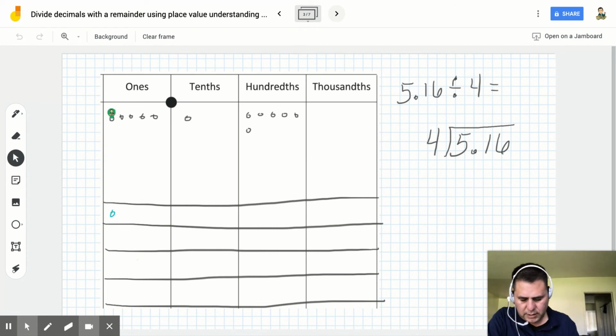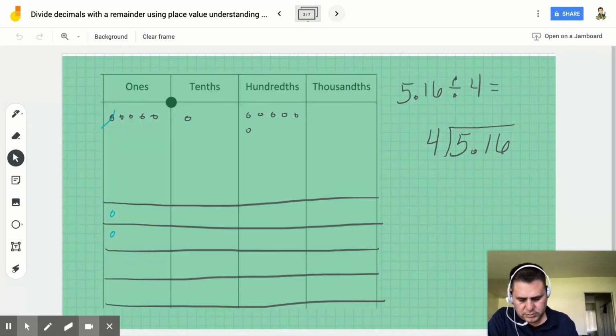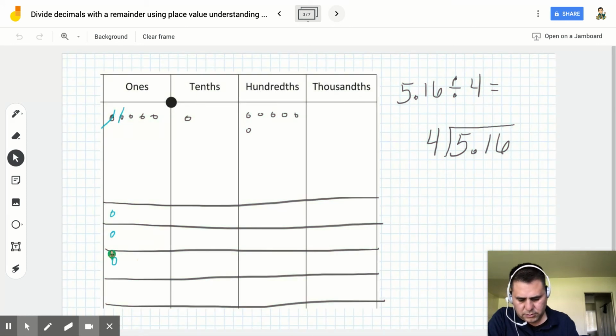1, 2, 3, 4. What happens? Can I keep on dividing? Do I have enough to make another group to give everyone 1? No. How many did everyone get? Everyone got 1. Everyone gets 1.